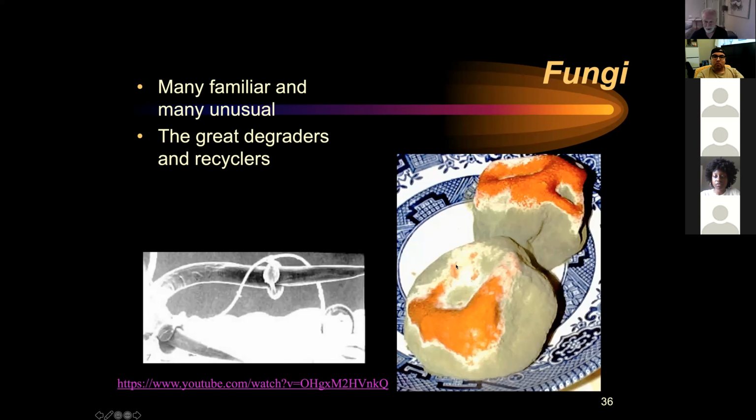You've all seen something like this in your refrigerator, where you have a fruit or a vegetable that's covered with a fungus. This fungus could well be a species of penicillium, or it could be something else, but penicillium is of this type of mold.